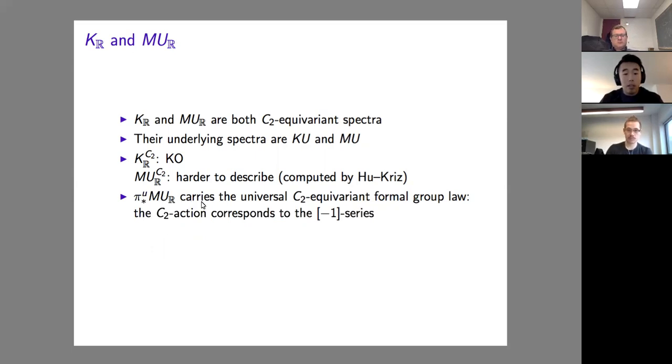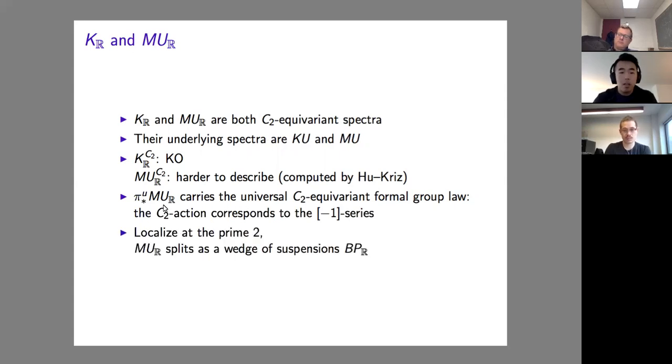In particular, it carries the universal C2-equivariant formal group law, where the C2 action corresponds to the -1 series. So there's a universal property that's carried by pi star of MU together with the C2 action. Now, if we localize at the prime 2, then classically MU splits as a wedge of suspensions of BP, the Brown-Peterson spectrum. And this is true C2-equivariantly as well. If we localize at the prime 2, then MUR splits as a wedge of suspensions of BPR.